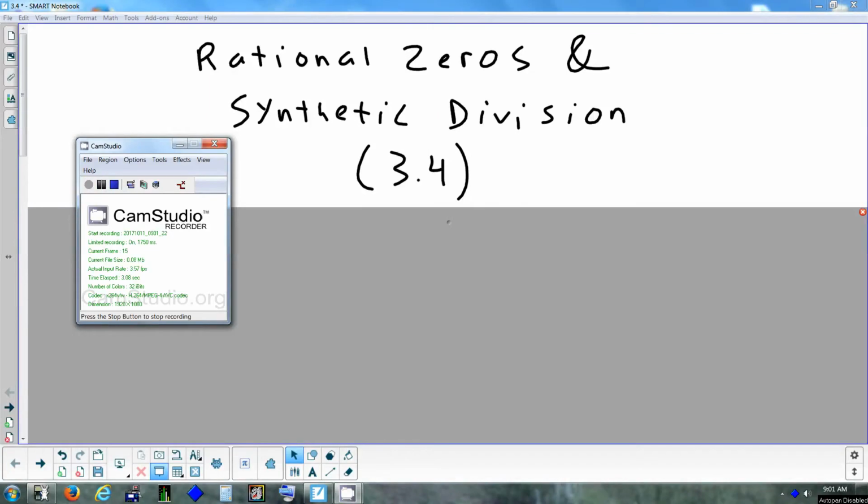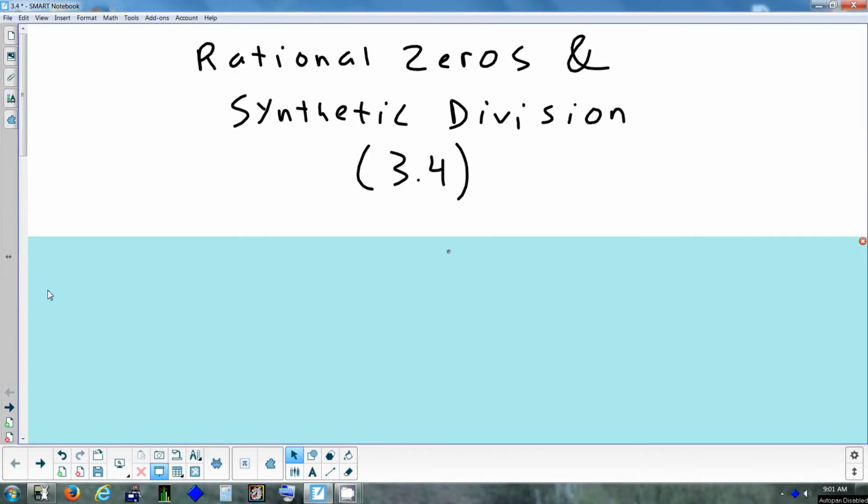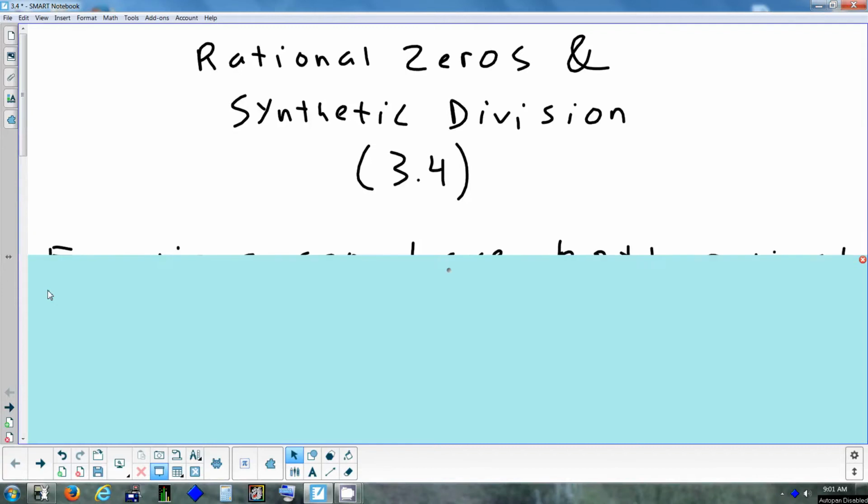All right, so today we're going to look at section 3.4, and there's really two kind of ideas in the section. The first one we're going to look at is what's called rational zeros. And I'm going to show you a way that you can find all the rational roots of a function. And then the second thing we'll look at is synthetic division.